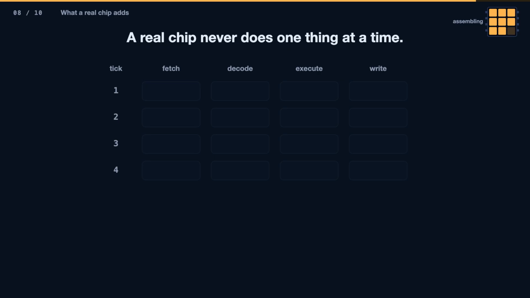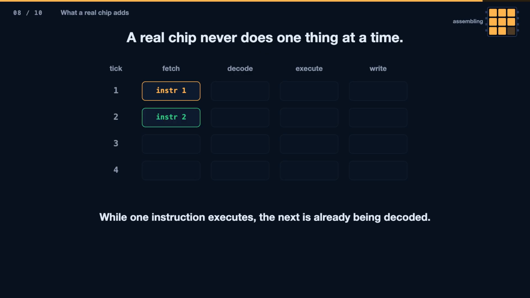A real chip adds two things on top of this. The first is that it never does one thing at a time. While one instruction executes, the next is already being decoded and another is being fetched. 4 in flight at once. That is a pipeline.